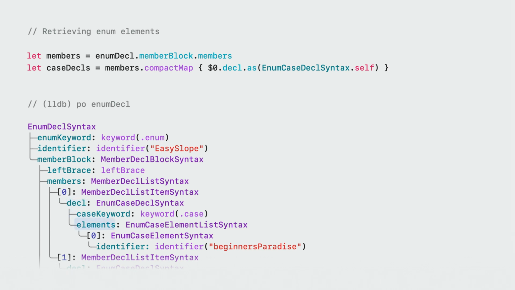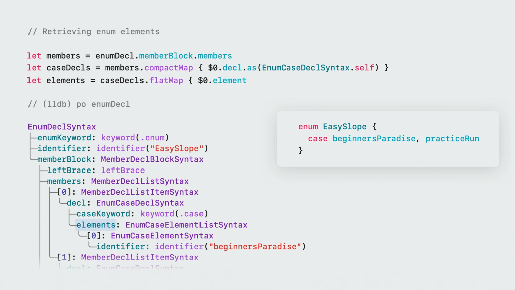Each case declaration can declare multiple elements. This is because instead of declaring each slope on a new line after a separate case keyword, I could have written them on the same line as case beginnersParadise, practiceRun. To retrieve all of them, we can use flatMap. And now that we have retrieved all the elements, we can start constructing the initializer that we actually want to add to EasySlope.